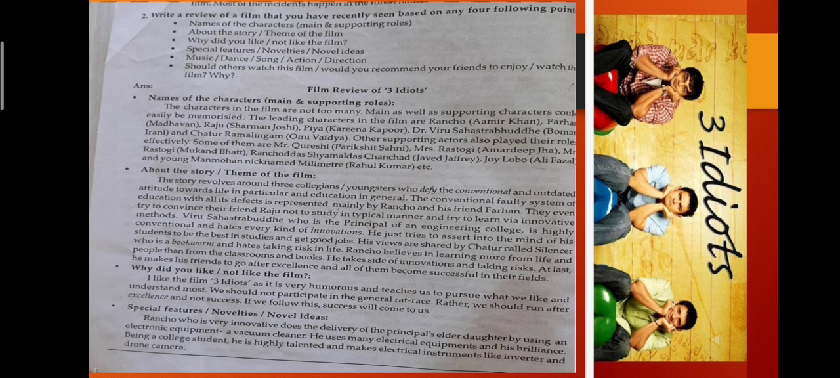Veeru Shastrabuddhi, who is the principal of an engineering college, is highly conventional and hates every kind of innovation. He just tries to assert into the mind of his students to be the best in studies and get good jobs. His views are shared by Chatur, called Silencer, who is a bookworm and hates taking risk in life. Rancho believes in learning more from life and people than from the classrooms and books. He takes side of innovations and taking risks. At last, he makes his friends go after excellence, and all of them become successful in their fields.